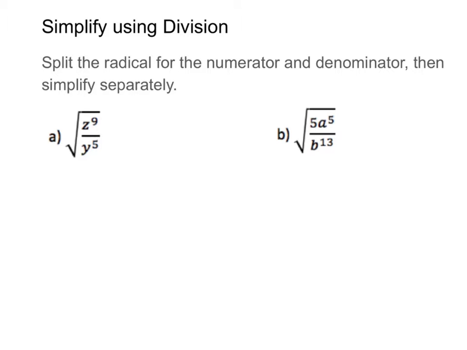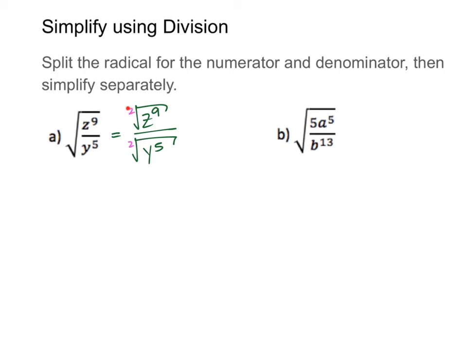And when I do this, I'm going to give the top its own root, so still a square root of z to the 9th, and the bottom its own square root. So if I have a square root and a fraction inside, I can easily just split them up. And when I do this, then I can just solve the problem separately without having to deal with both of them at the same time.